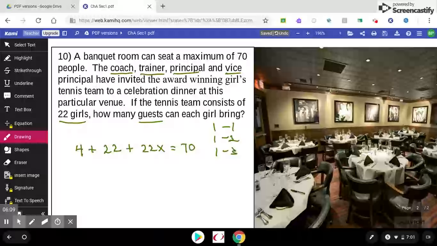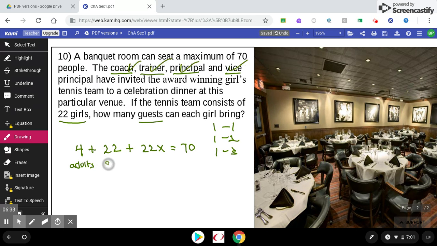So again, let's go back and check before we bother solving this to see if we're right. This is supposed to be up to 70 people. So let's see if we got all the people covered. Well, I'm going to call these guys, what do we even call these guys? The adults? Sure. They're not going to miss a free meal. So the adults, we got them covered, right? Coach, trainer, principal, vice principal, got them all. Well, we know all the girls are going to the banquet, and there's 22 of them, so we got them covered. But then there's got to be more, right? Because they're bringing some guests. We just don't know how many yet. But we got it all covered. So let's go ahead and solve it.